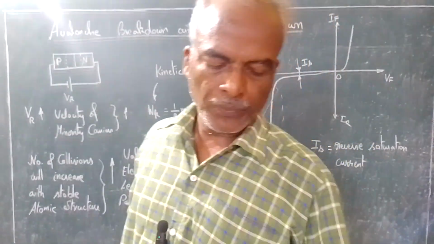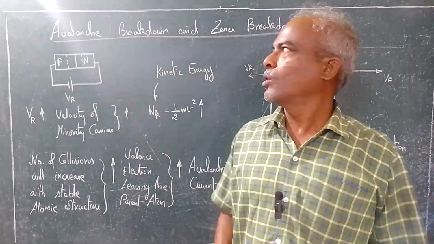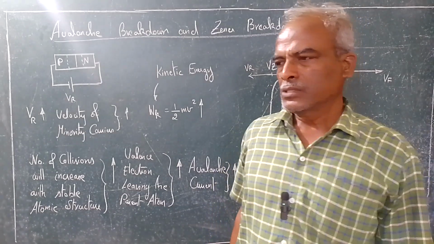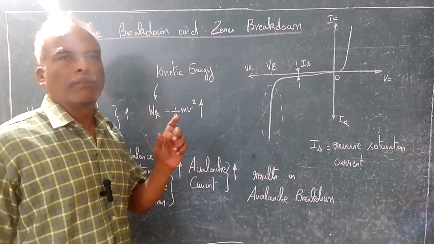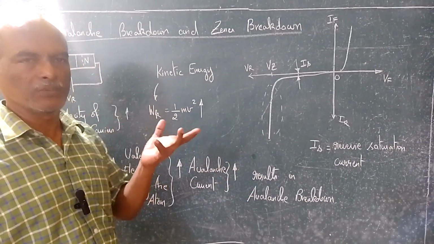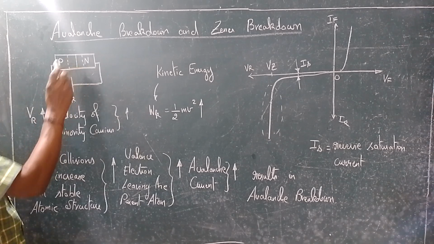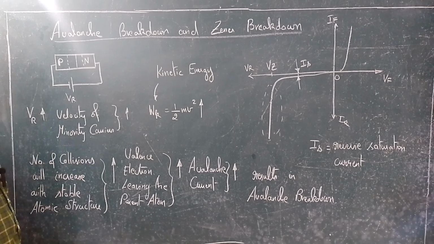Good evening all of you. Today we are going to see an important topic called avalanche breakdown and Zener breakdown. Both these breakdowns occur when a PN junction diode is reverse biased. So now you have P-type material and N-type material. P is connected to negative and N is connected to positive.